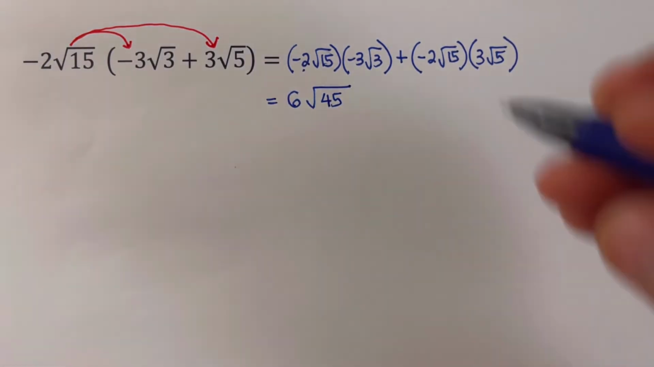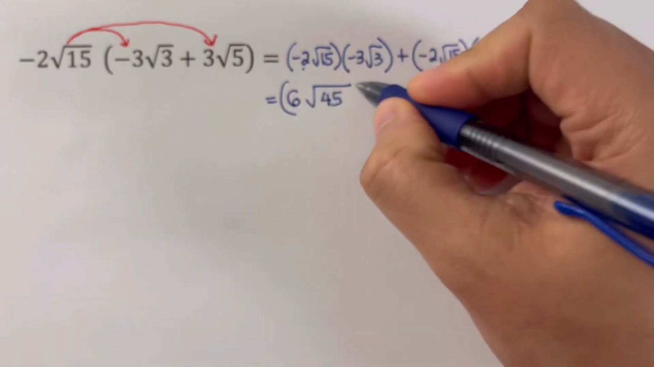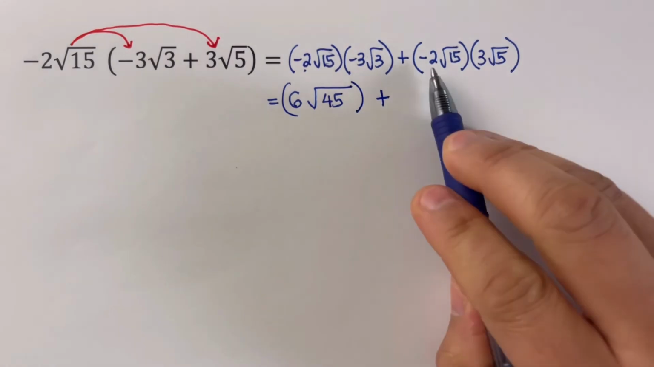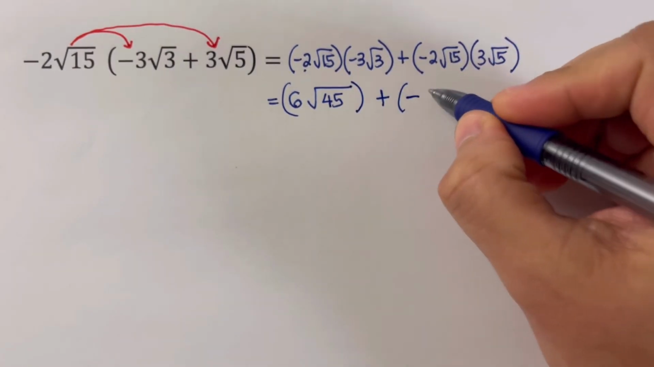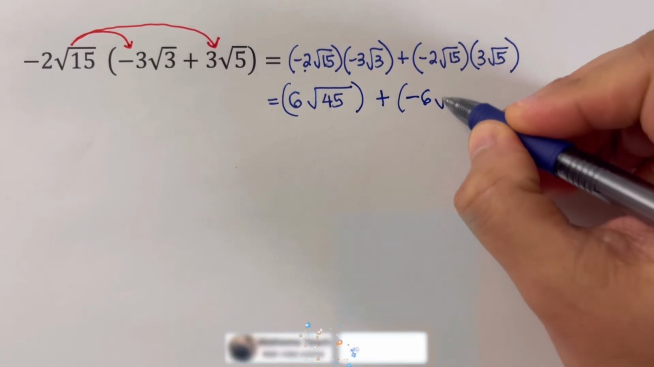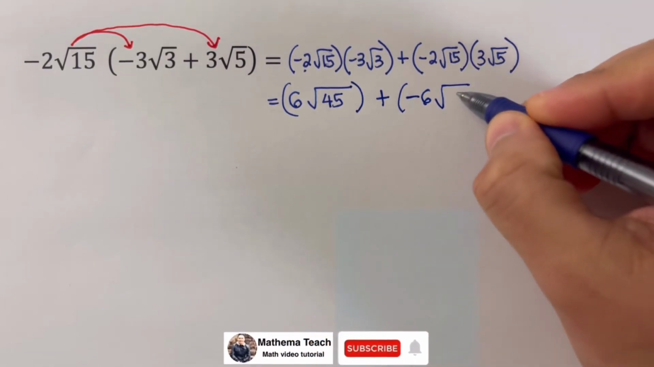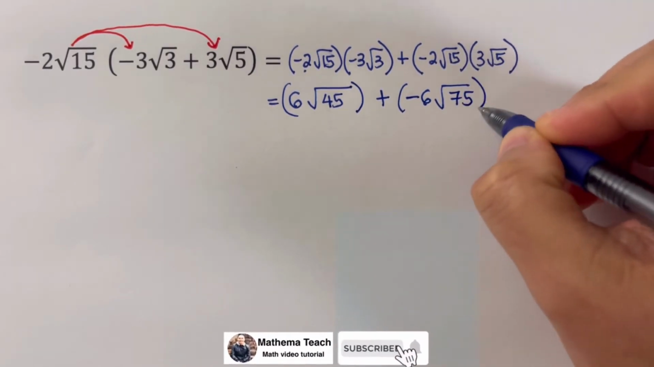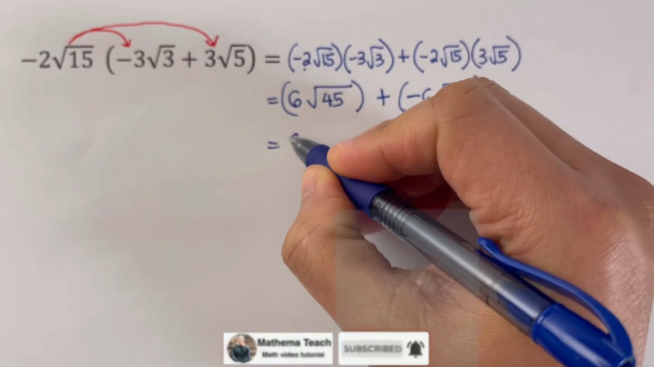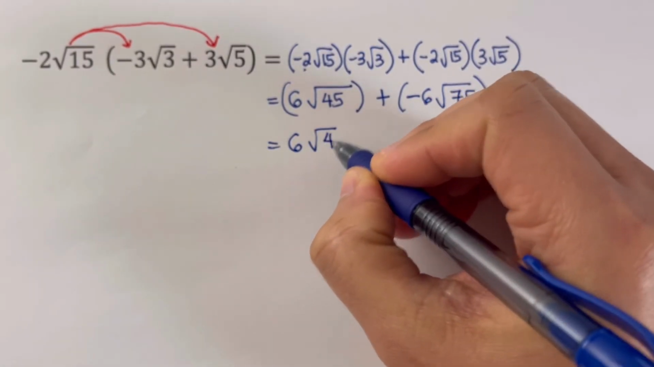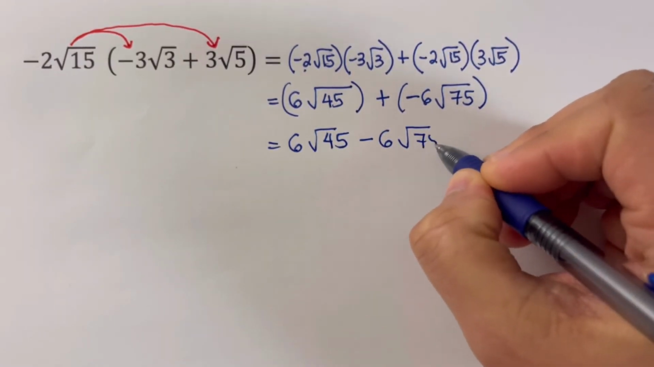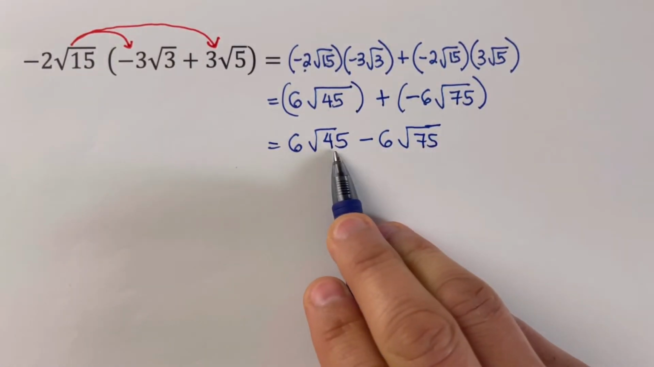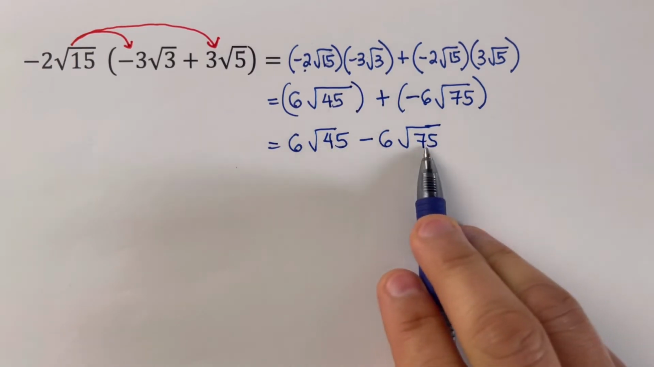So then we go ahead and do the rest of the other part here. So that's a plus. So these two would be negative 2 times 3 is negative 6, and that would be a square root of 15 times 5 is 75. So then we simplify this further. This is 6 square root of 45 minus 6 square root of 75. So we can simplify this 45 and this 75.